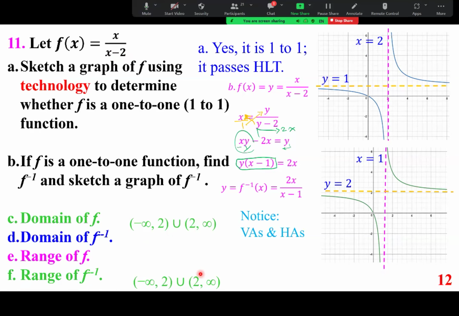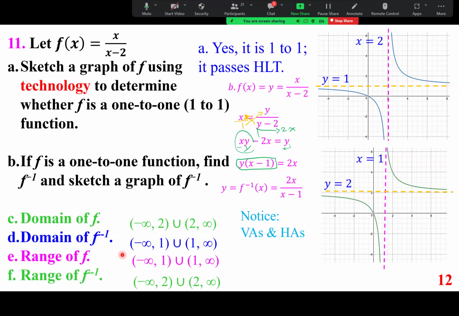X can't be 2. This is the situation with y. Y can't be 2 for f inverse. Domain of f inverse, x can't be 1. So negative infinity to 1, union 1 to infinity, the same as range of f, negative infinity to 1, union 1 to infinity.